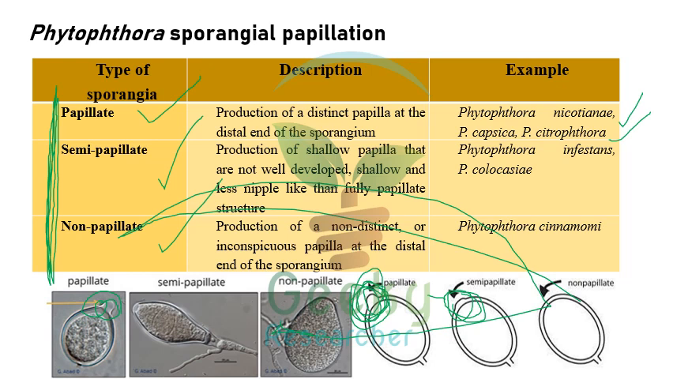And coming to semi-papillate, a very important one, Phytophthora infestans. The questions may ask like this: Phytophthora infestans produces which type of sporangia? A. Papillate, B. Semi-papillate, C. Non-papillate, D. All the above. Something like that they will ask. So Phytophthora infestans produces semi-papillate, that is, partially developed papilla. The last one is the non-papillate. Phytophthora cinnamomi produces non-papillate type of sporangia.